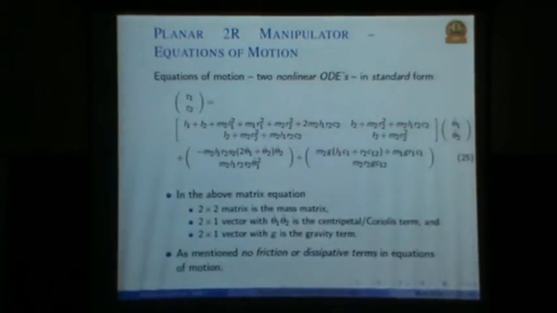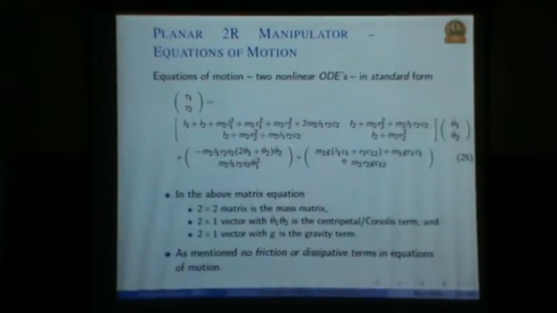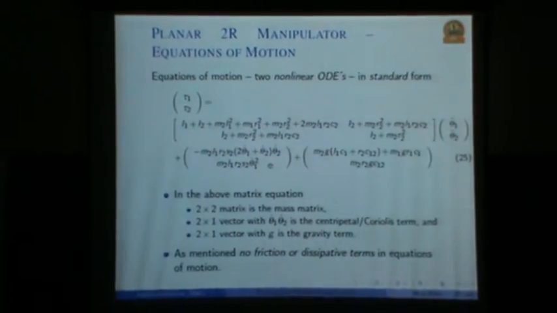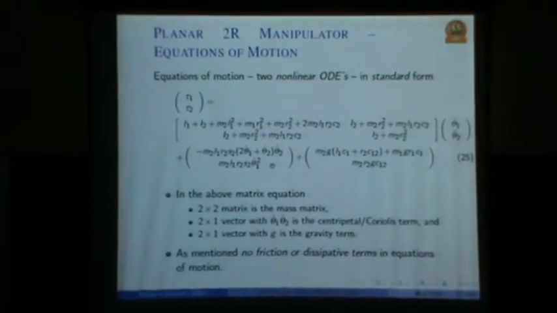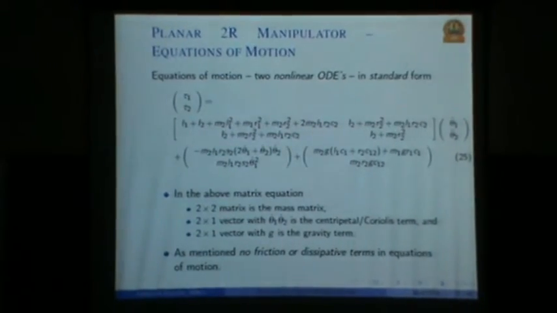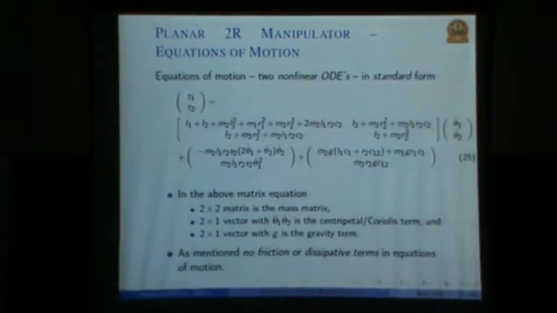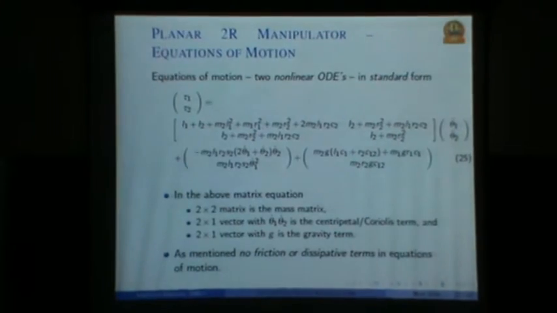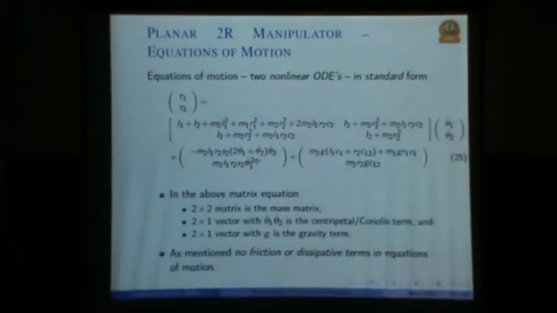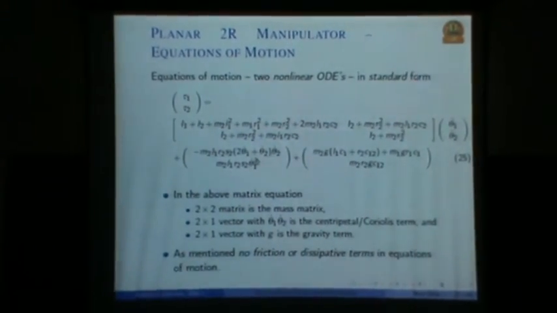Kinetic energy is there, which is giving this. Potential energy is there. So where did this come from? That comes from the fact that you take all these derivatives. So it does not contain viscous friction. This is not viscous friction. This is the centripetal and Coriolis term.